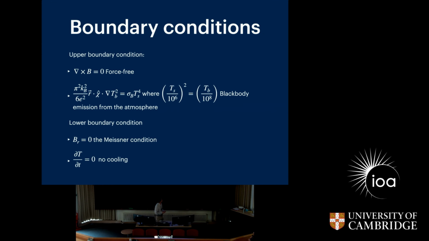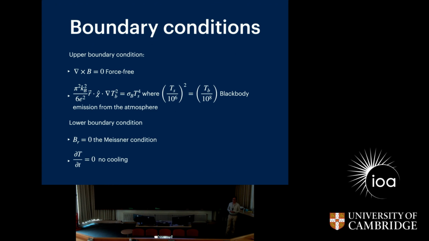Here is a set of boundary conditions. On the top of the neutron star crust, we assume force-free. Essentially, it's vacuum. So we assume that any heat which reaches the surface of the neutron star is emitted as black body radiation. There is a really thin layer on top of the neutron star crust. It's called the thermal blanket, a layer where temperature drops by 2 orders of magnitude.